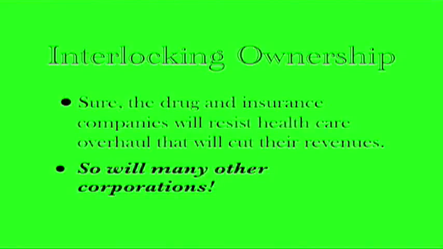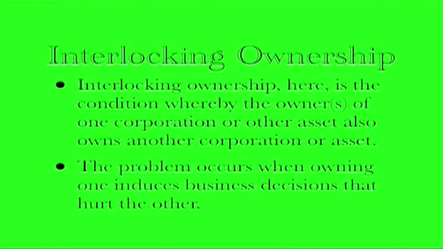Interlocking ownership. Sure, the drug and insurance companies will resist healthcare overhaul that will cut their revenues, but so will many other corporations. Interlocking ownership, here, is the condition whereby the owner or owners of one corporation or other asset also own another corporation or asset. The problem occurs when owning one induces business decisions that hurt the other.